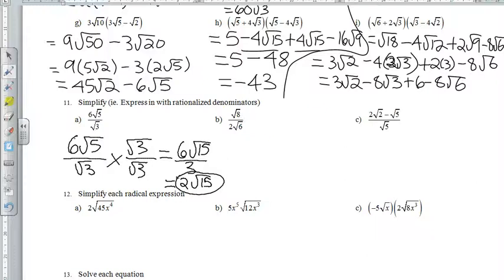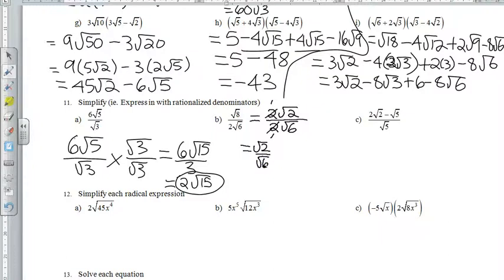Root 8 over 2 root 6. Going to multiply by root 6 over root 6. Gives, well, actually, you know what? We can simplify a bit first. Root 8 is 2 root 2. So the 2's are going to cancel. Okay? And that leaves me with root 2 over root 6.